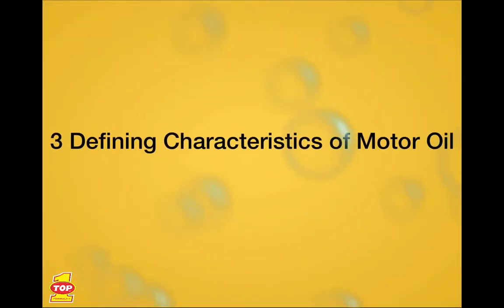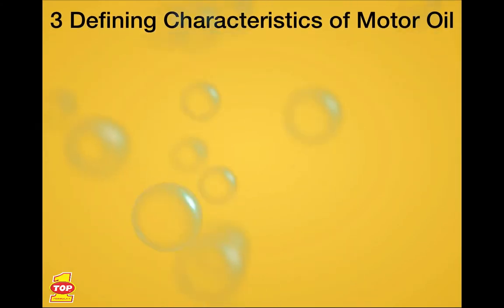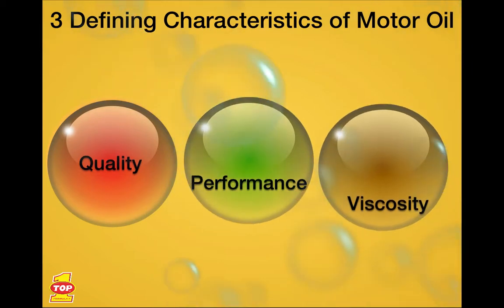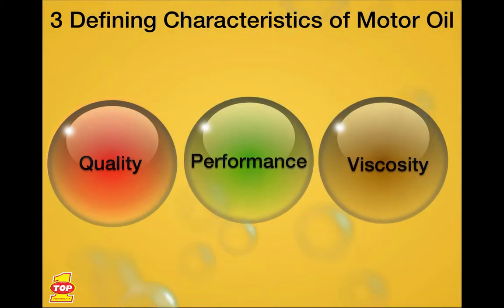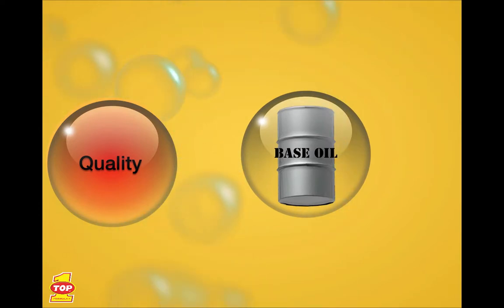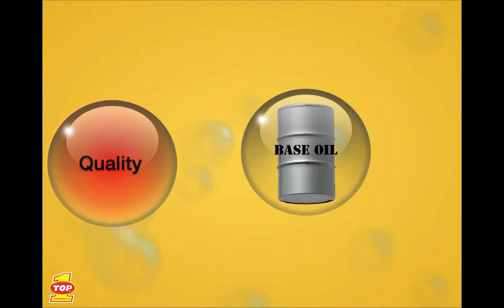What are the 3 main characteristics of motor oils? Quality, performance, and viscosity. The quality of your motor oil came from the base oil used. Base oil is the backbone of the lubricant. It makes up 80+% of the finished lubricant product. The type of base oil used defines a lubricant as a mineral, synthetic blend, or a fully synthetic product.